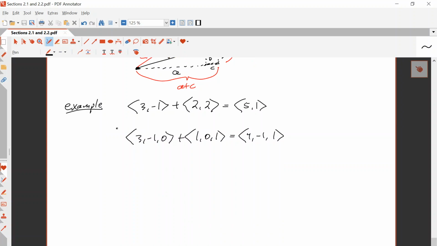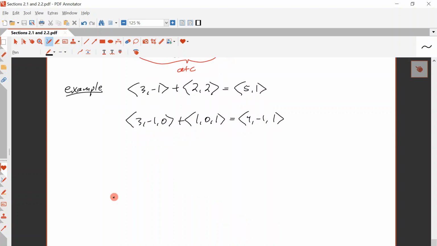Okay. So that's vector addition. You can add vectors. Another thing you can do is scalar multiplication. Or sorry, let's talk about the length of a vector.